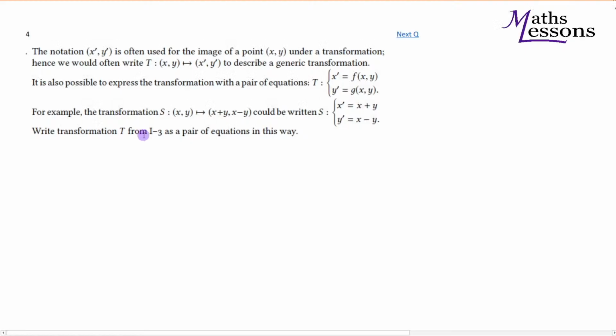Okay, so what we're going to try and do is write the transformation from question sheet 1, question 3 in this way. I'm just going to grab that transformation. So here it was going from (x, y) to (2x, 2y). So what we could do is we'd write this as T, and we've got x dash will equal 2x, and we've got y dash will equal 2y. And that's how we show that using this transformation. It's nice and straightforward.